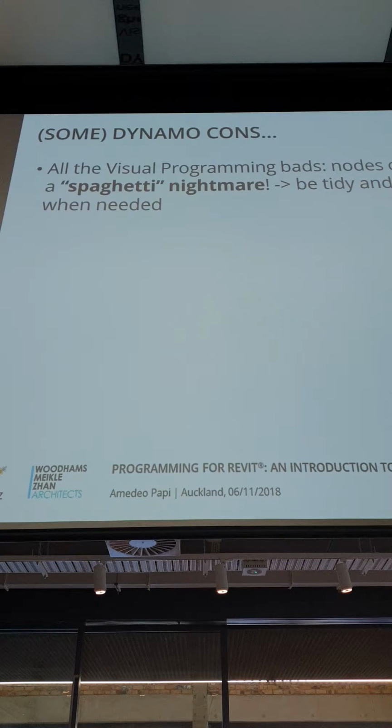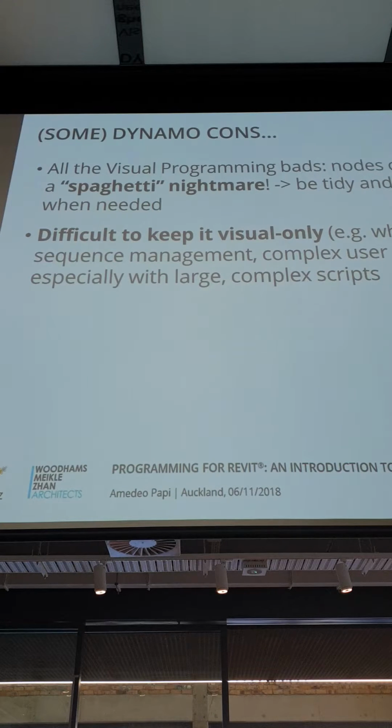What are the cons? Visual programming can risk being a little bit messy and creating what programmers usually call spaghetti code: all this intricate code that you cannot really understand after a while. So be tidy, and go textual when you need to. It's difficult to keep it visual only, because there are cases, like when you need to address what-ifs, sequence management or complex user interfaces, where in large scripts the textual approach can be more effective.